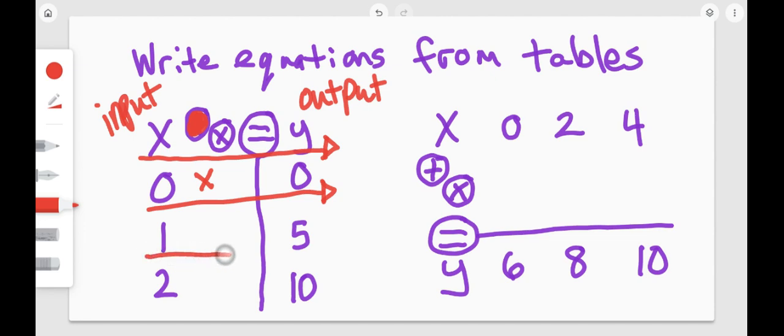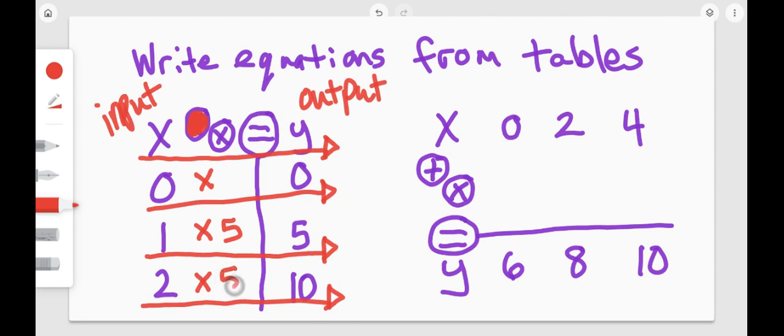So we're going to go to the next input output here where we go from 1 to 5. So we're multiplying 1 times something equals 5, and we use our multiplication facts to know that 1 times 5 is 5. And then we go down to the last one here to check to see if that rule is true. And 2 times 5 is 10, 1 times 5 is 5. So then we put it in here in the first one where 0 times 5 would be 0.